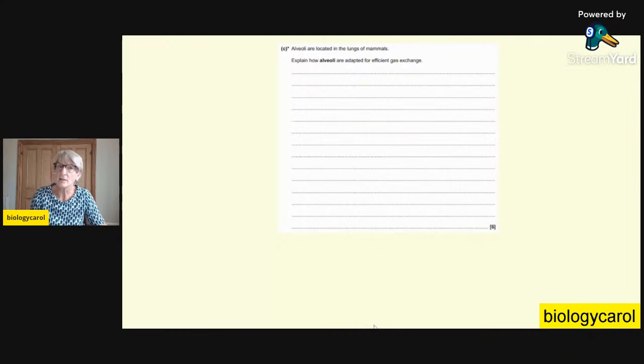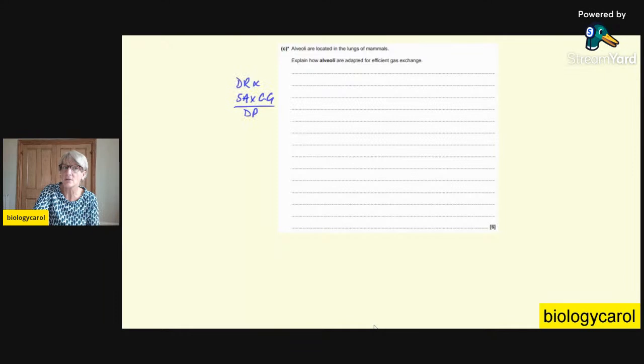Now, almost certainly, we're going to have to do some describing. We're going to have to say what the alveolus is like, but we are then going to have to explain how that makes it efficient for gas exchange. Explaining is about saying why or how it works. Describing is just about saying what something is like.